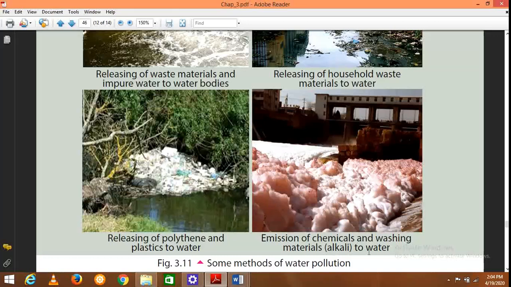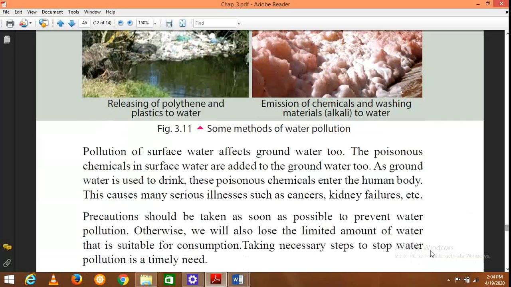Then emission of chemicals and washing materials, that means alkali or alkaline substances, soapy water. These are added into water bodies, and you can see the foam on the top of the water surface. So these are the methods by which water gets polluted.